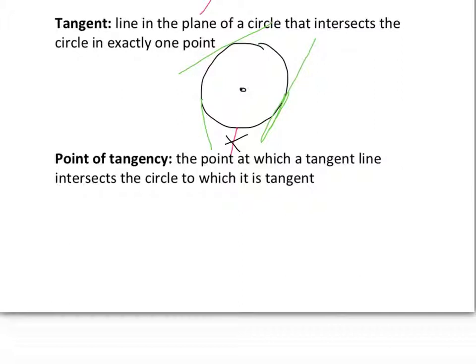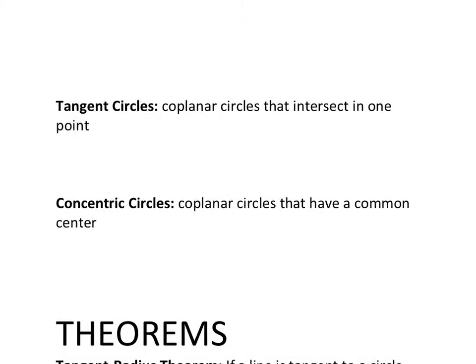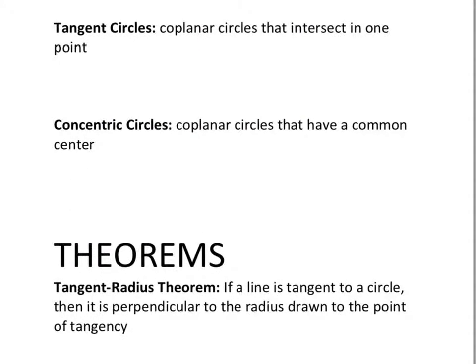And this point at which these tangents intersect is called the point of tangency. Very simply, the point of tangency. All right. A couple of final terms and then the theorems. All right, tangent circles are going to be two circles that intersect at 1 point.